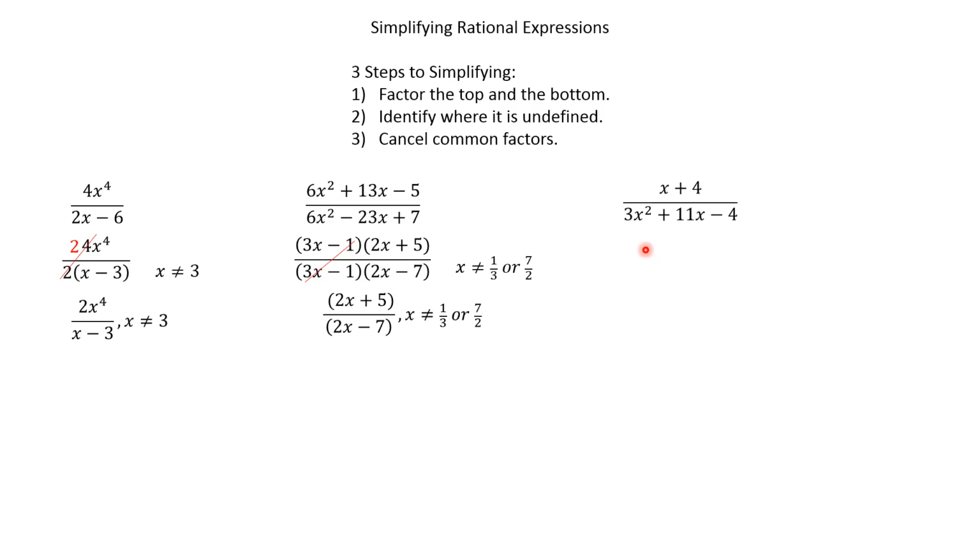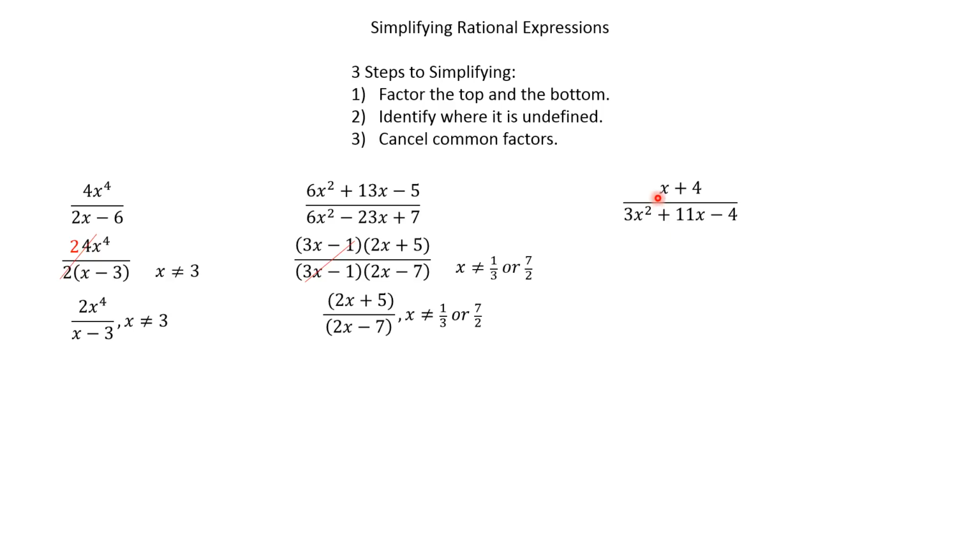x plus 4 over 3x squared plus 11x minus 4. First step, we need to factor the top and the bottom. The top is already factored. There's nothing we can do there. So the bottom, 3x squared plus 11x minus 4. Two things that will multiply to be that are going to be 3x and x. And so see if you can factor the bottom there.